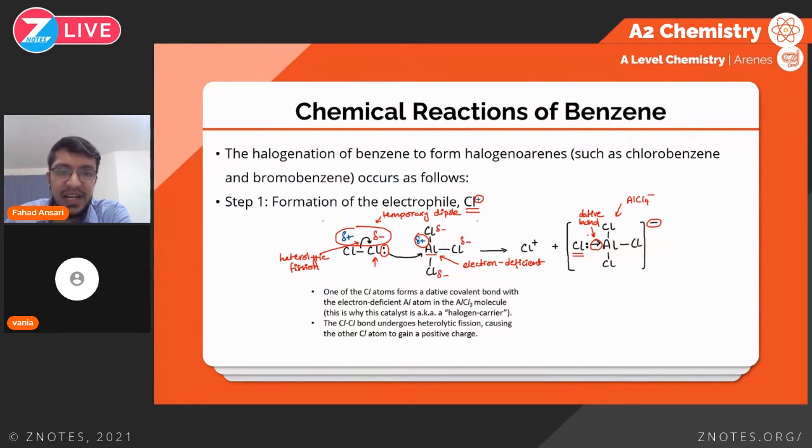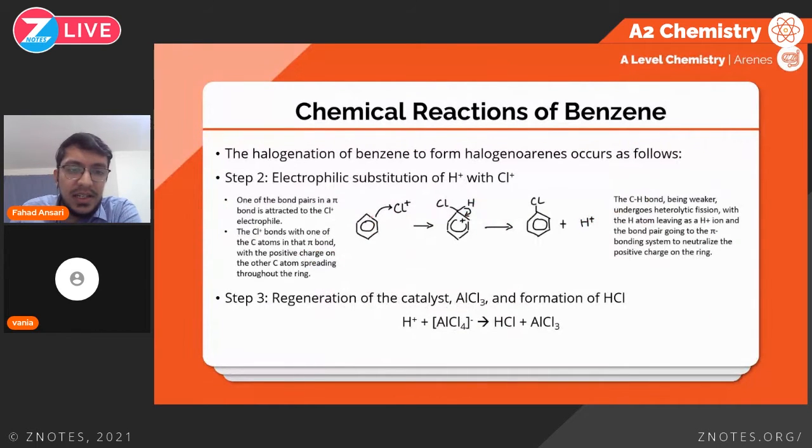And what is left behind after the heterolytic fission, once this chlorine over here took both electrons of the bond pair in the Cl-Cl, is going to be Cl+. This is your electrophile. This is going to be useful in the reaction later. So this was the first step. Using the catalyst, you have created the electrophile. Now we're going to look at what this electrophile does to the benzene.